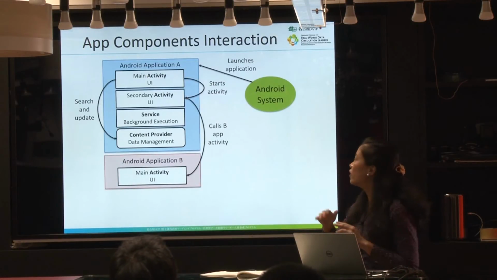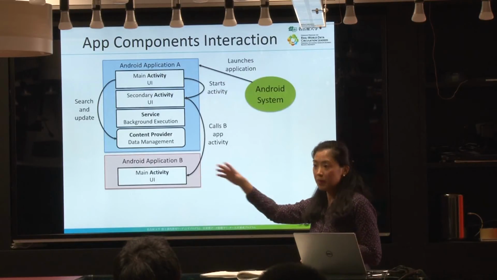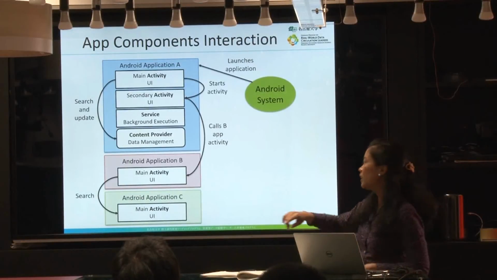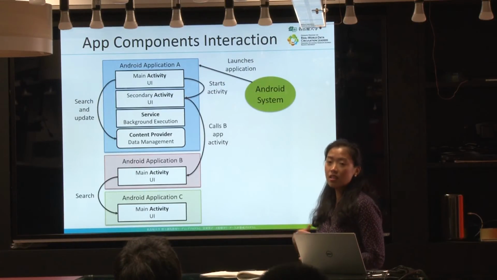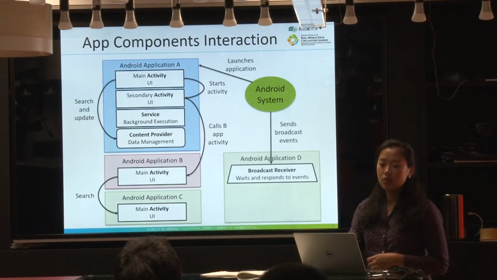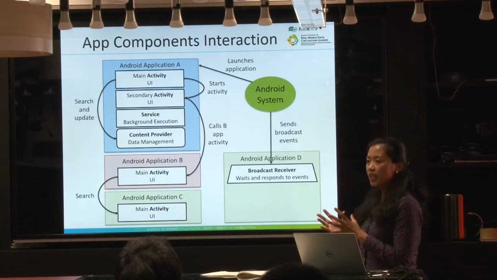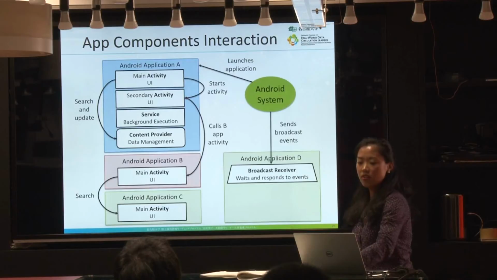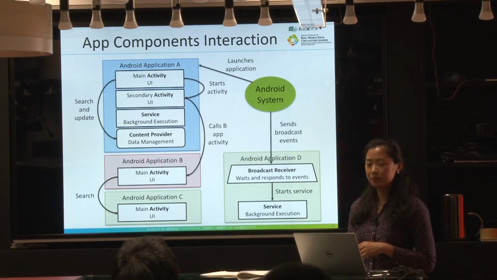And an activity from your application A can start another application B. It's application B's main activity, wherein this particular application can start or search for an Android application C that starts another activity. Or your system can also send broadcast events wherein another application is just listening to this broadcast, and it waits and responds to the events, and it will start a service based on this broadcast.